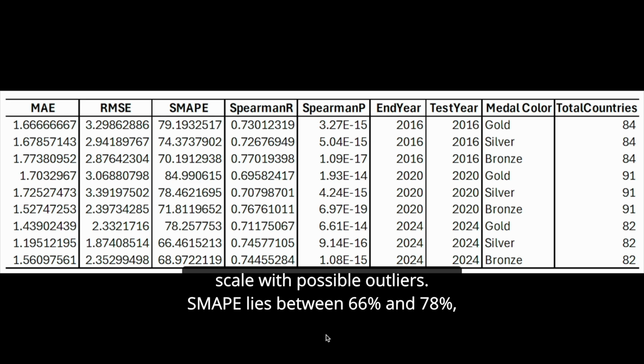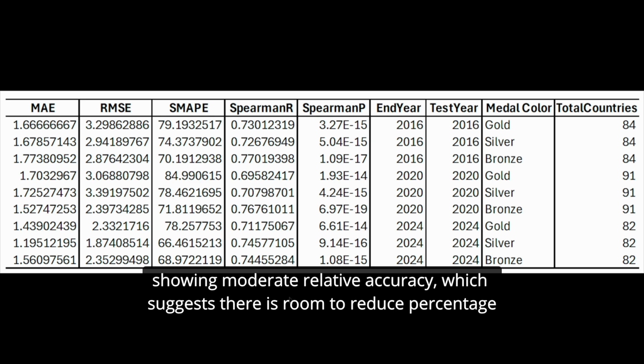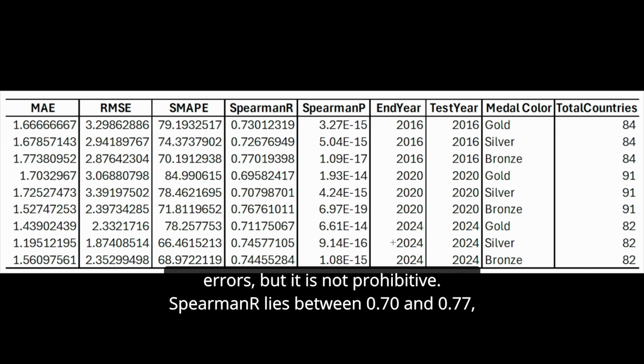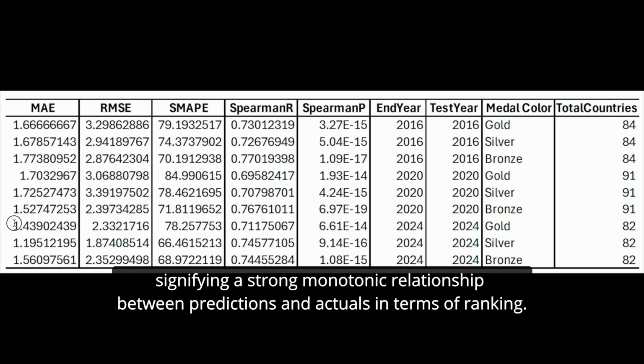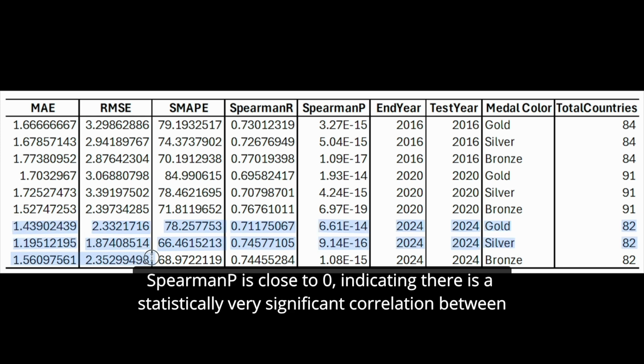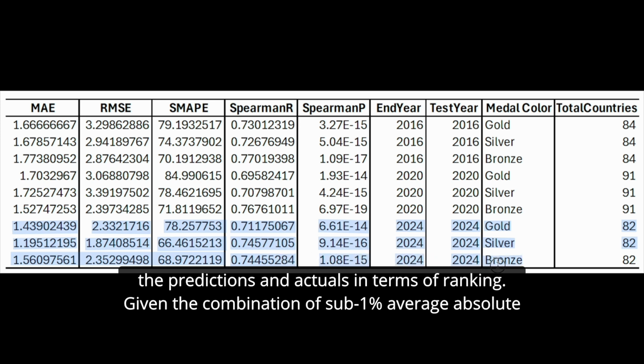SMAPE lies between 66% and 78%, showing moderate relative accuracy, which suggests there is room to reduce percentage errors, but it is not prohibitive. Spearman error lies between 0.70 and 0.77, signifying a strong monotonic relationship between predictions and actuals in terms of ranking. Spearman P is close to 0, indicating there is a statistically very significant correlation between the predictions and actuals in terms of ranking.